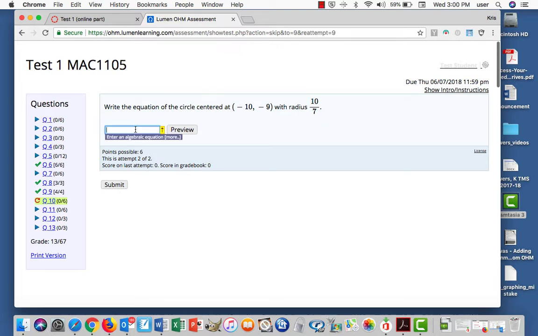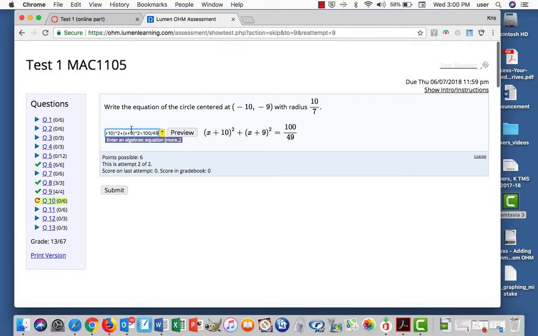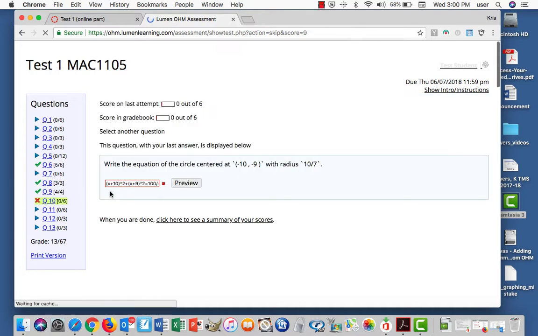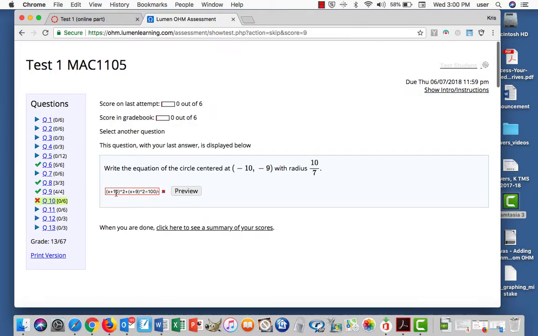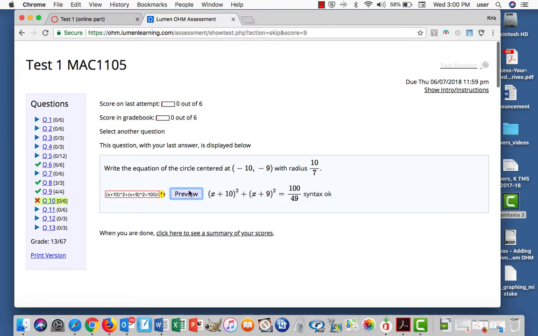All right, so let's try this again. (x plus 10) to the power 2 plus (x plus 9) to the power 2 equals 100 over 49. I went ahead and squared the radius there. Interesting. What did I do wrong? 100 over 49.